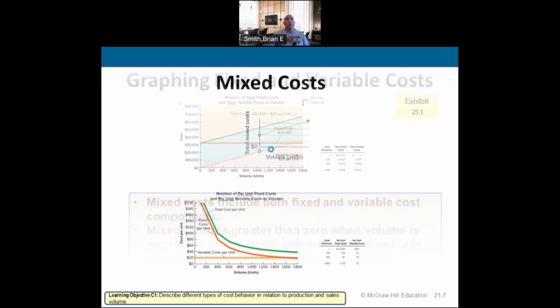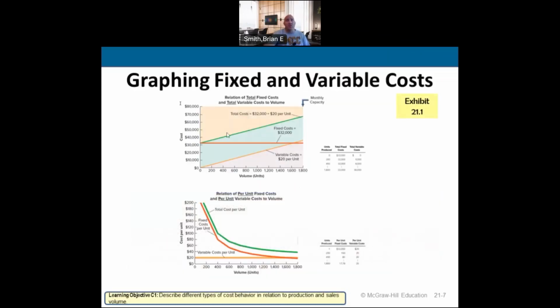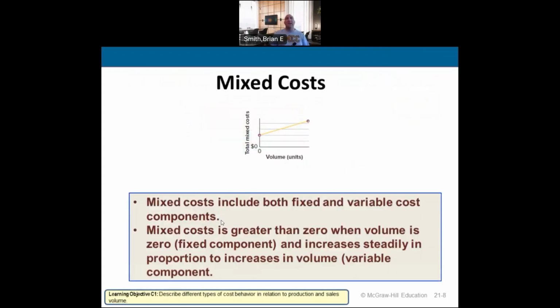Mixed cost is what we're looking at here as our total cost, this green line. It doesn't start at 0, 0, and it's not flat like fixed costs. It's accumulating both a fixed component and a variable component. So we're going to start at some point on the y-axis.